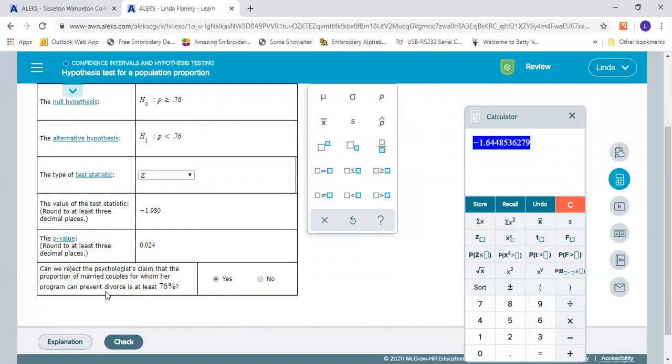So the tricky thing here is to figure out their wording and what they're asking. Are they asking for this hypothesis, or are they asking for this hypothesis? Because they don't always ask for the alternative hypothesis. Sometimes they're asking the null, and sometimes it says, are we going to accept the claim, or sometimes it says, are we going to reject the claim? So you really have to sit down and think about which one is true, and then what that bottom question is asking. So in this case, it's saying, can we reject that it's at least 76%? Well, we found that it is less than 76%. So yes, we can reject that it is greater than or equal to 76%.